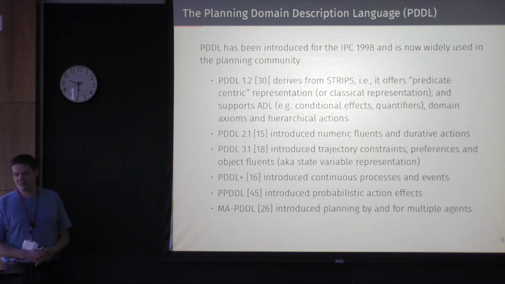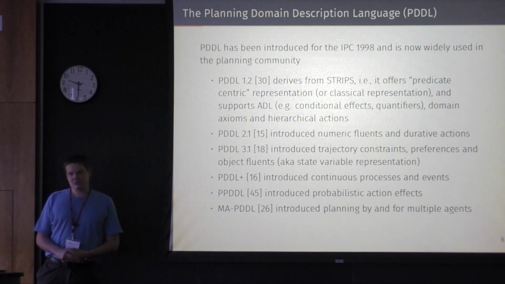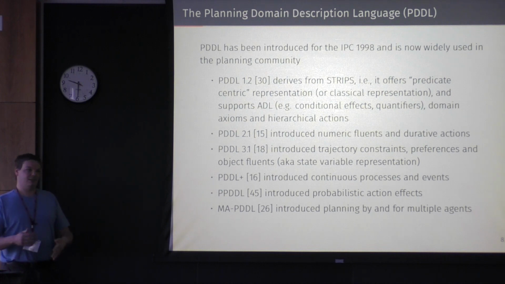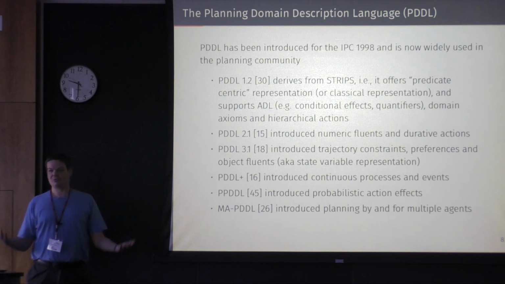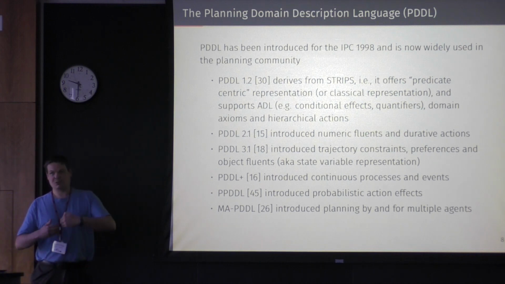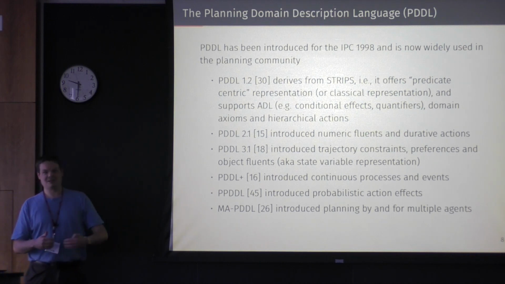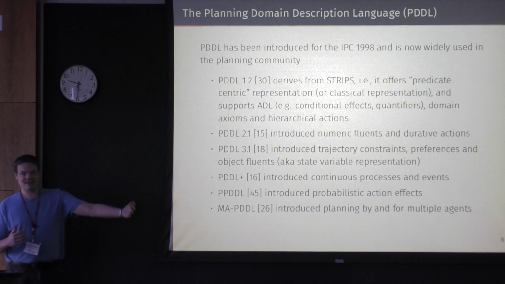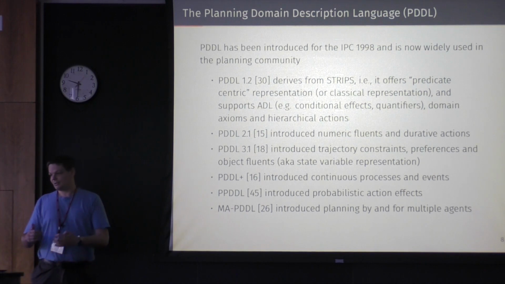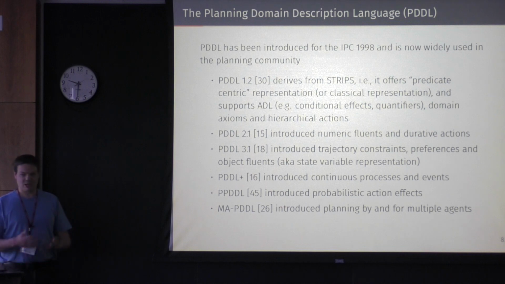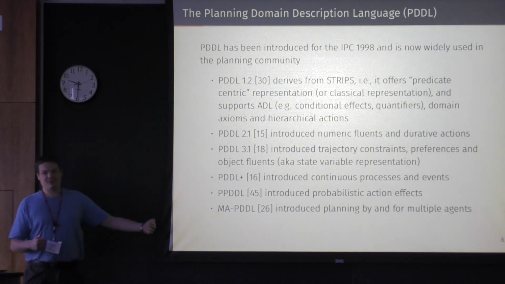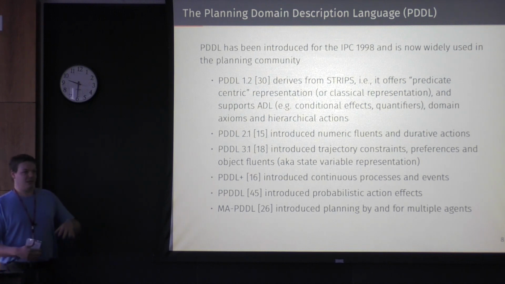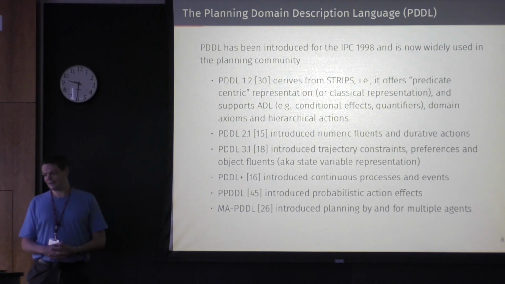Later on, PDDL 3.1 introduced trajectory constraints, preferences, and object fluents. For instance, preferences are a sort of soft goals. We may prefer to use a certain airline to go to some place, but it is just a soft goal. If there is another way to get to your destination, the plan is still valid, but clearly if we follow the preferences, the plan is more valuable.